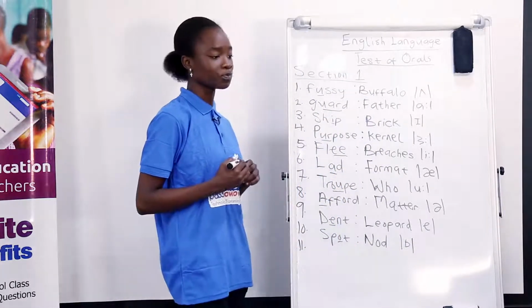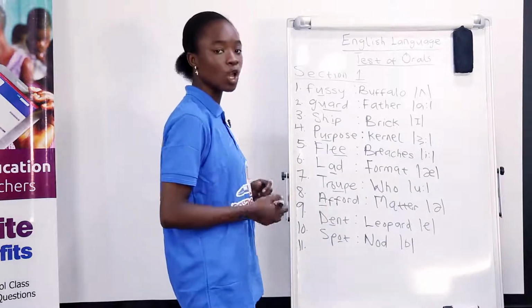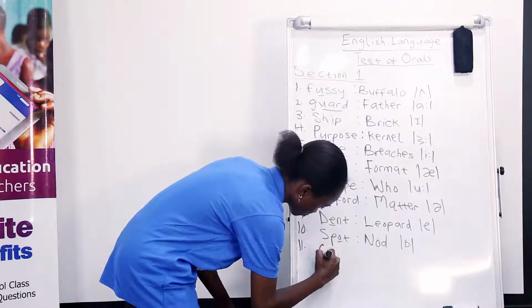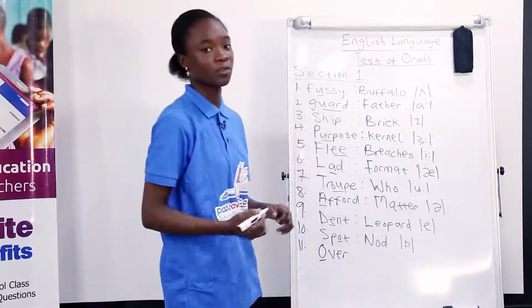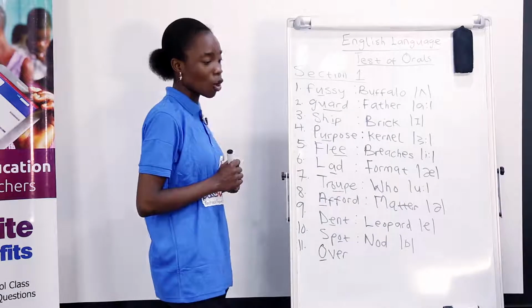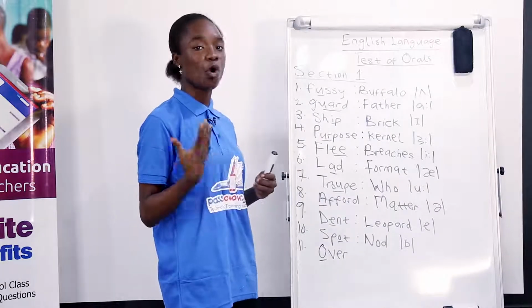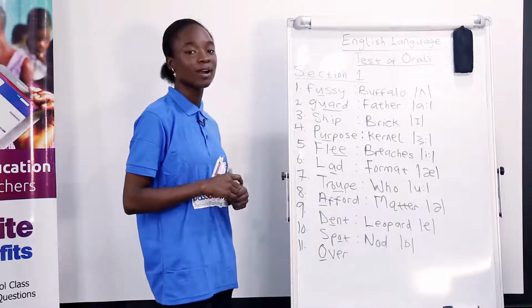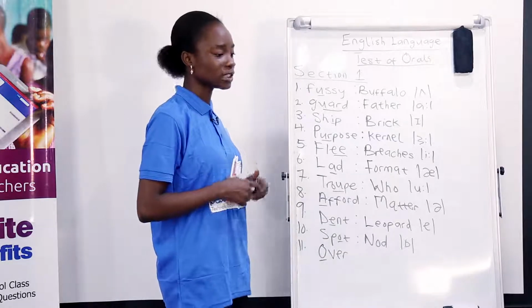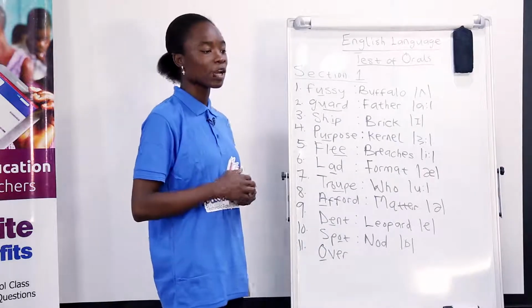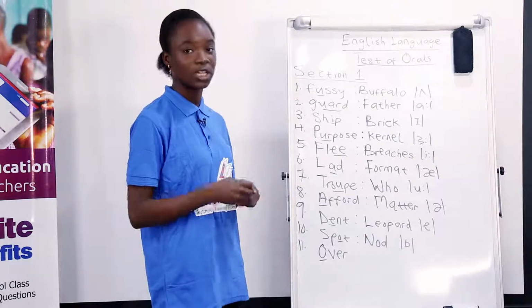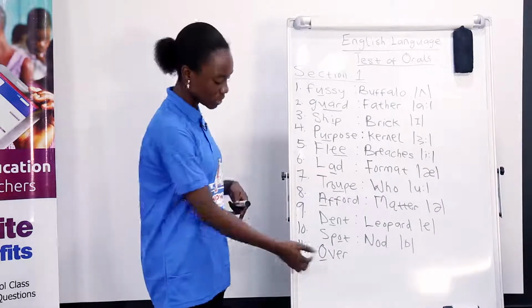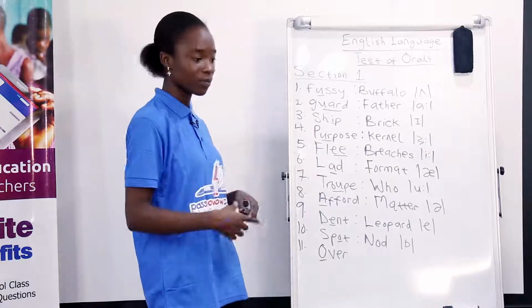Number eleven, we have hover. That's a diphthong. Now, option A, we have brush. Option B, we have burn. Option C, we have lock. And option D, we have load. So the correct answer is load. The same with hover.